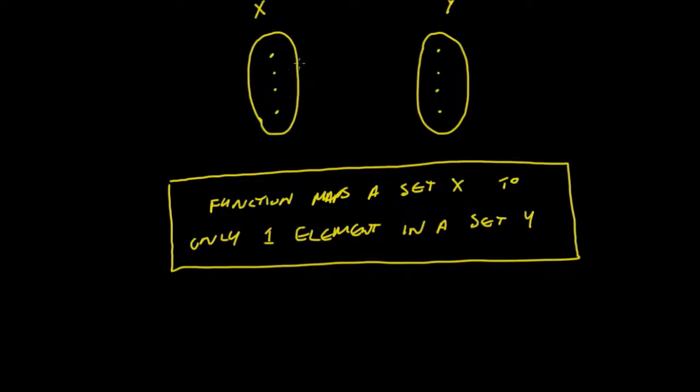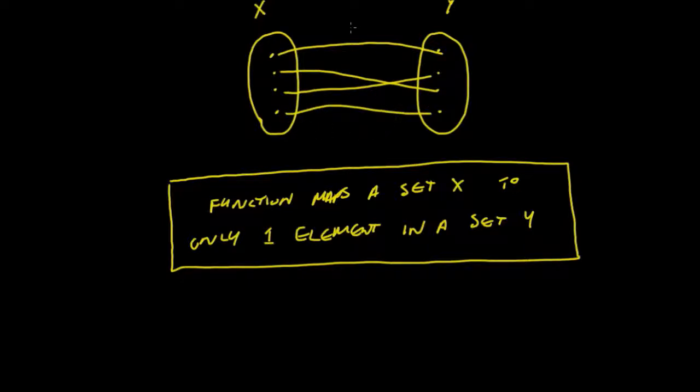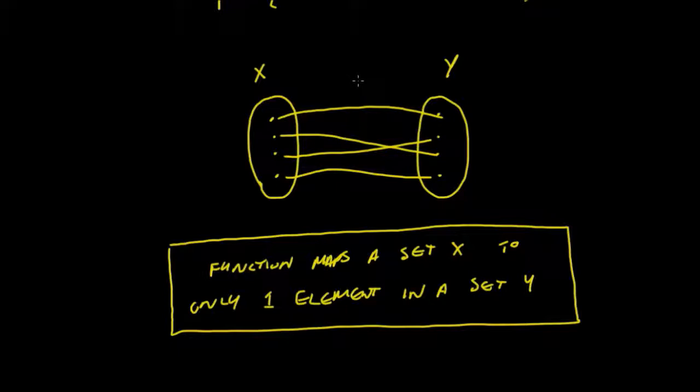So for example, I'll draw these in. If I went and drew a line from here to there, from there to there, say there over to there, and there over to there, then that is a function. Okay, and let's call that function f. So that is a function.